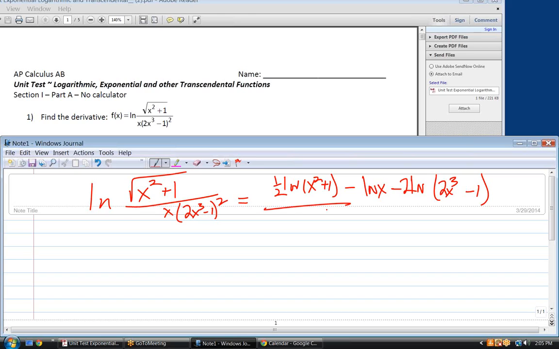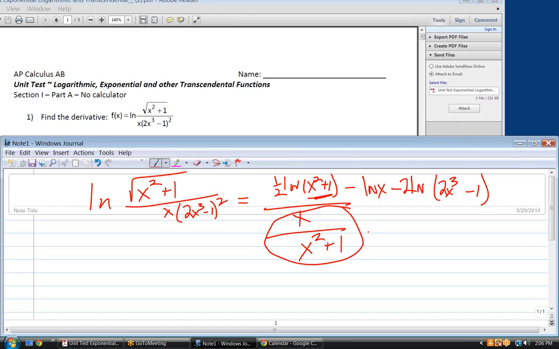What's the derivative of that? Isn't that just 1 over that times the 1/2, so we get 1 over 2 times x squared plus 1? Hold on. We also have to take the derivative of the inside. What's the derivative of the inside? 2x, and the 2 cancels with the 1/2, so that's what that's equal to.